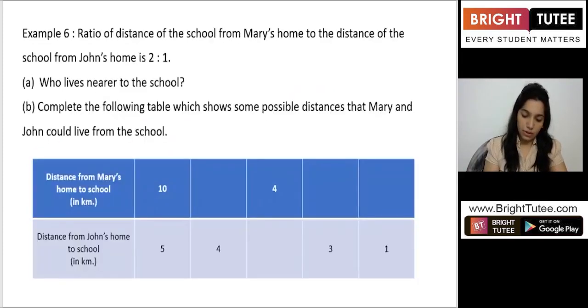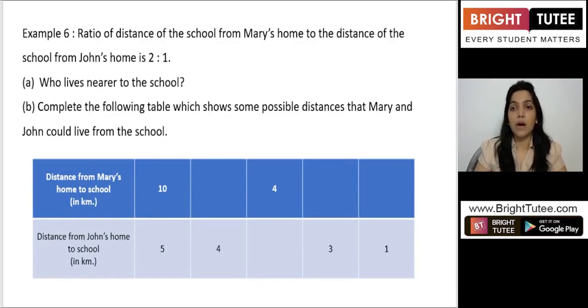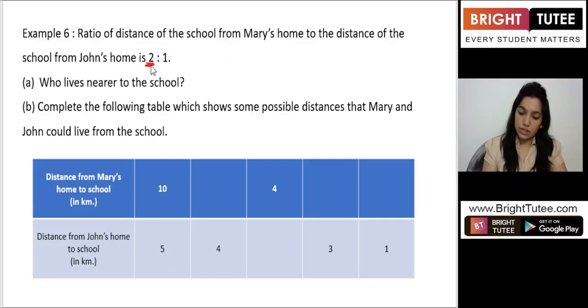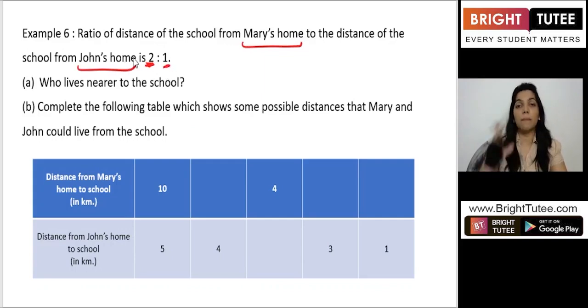Moving to the next one here. It is given that the ratio of distance of the school from Mary's house to the distance of school from John's house is 2:1. So what is the ratio? 2 represents the distance of Mary's house and 1 represents the distance from John's house, and both are compared to the distance from school. So it's asking us in the first question, who lives nearer to the school?